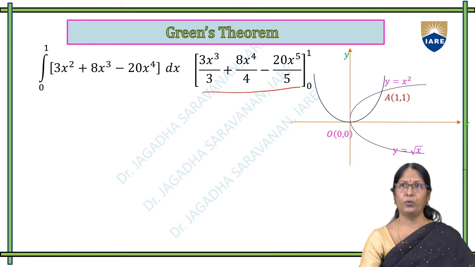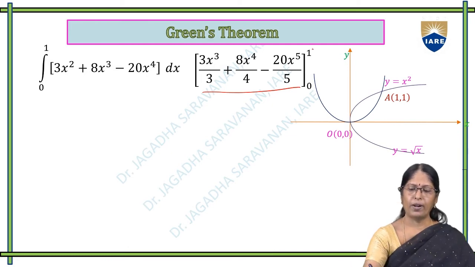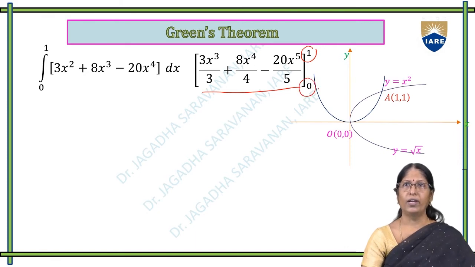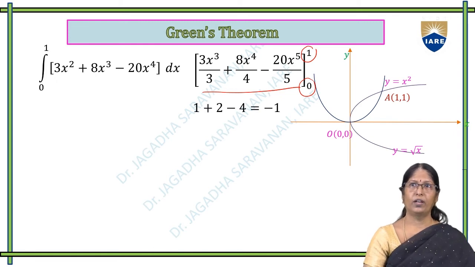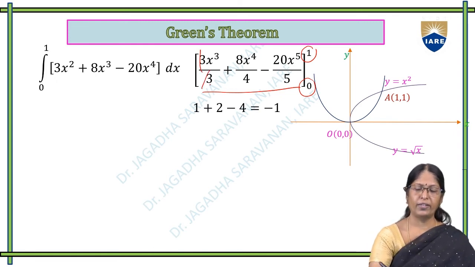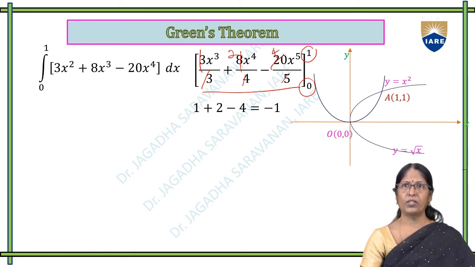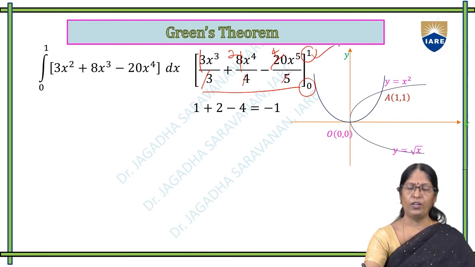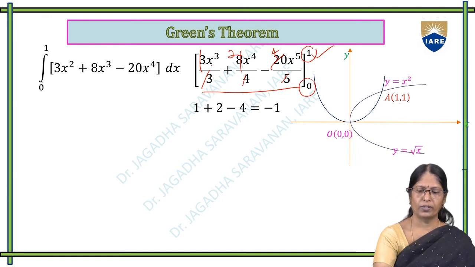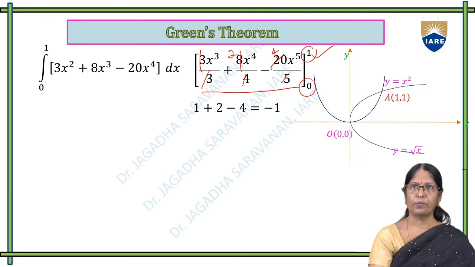Now we are ready to substitute the upper limit 1 and the lower limit 0 in the place of x. Before that, this 3 gets cancelled. 8 by 4 has become 2. And this is also cancelled, it has become 4. Now in the place of x, we are substituting the upper limit value 1.